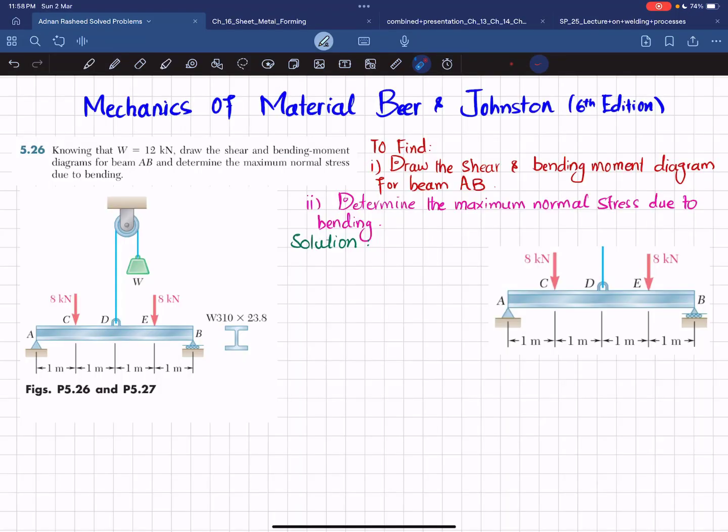In this video, we are going to solve problem 5.26 that is taken from Mechanics of Materials, Beer and Johnston, 6th edition. So the statement is, knowing that W is 12 kilonewton, draw the shear and bending moment diagram for beam AB and determine the maximum normal stress due to bending.